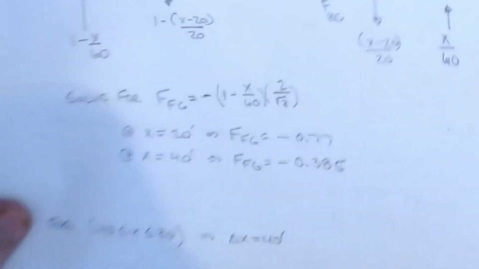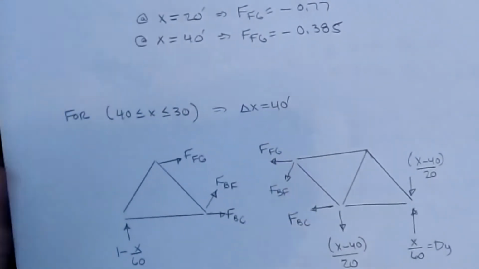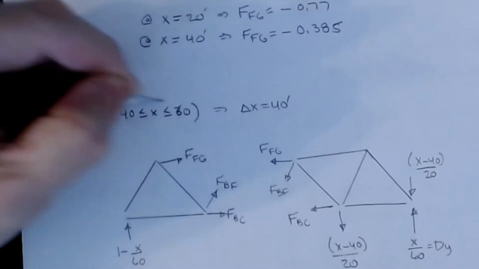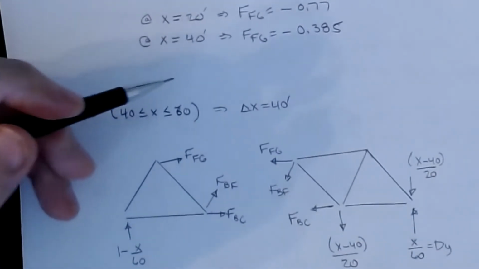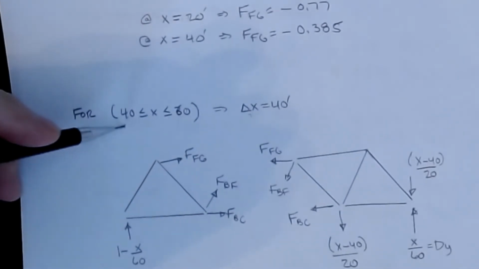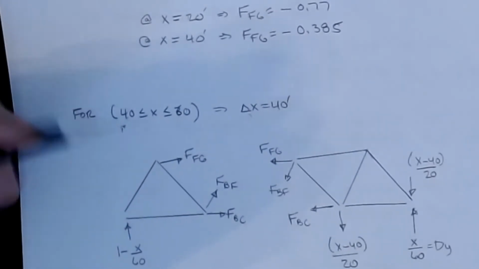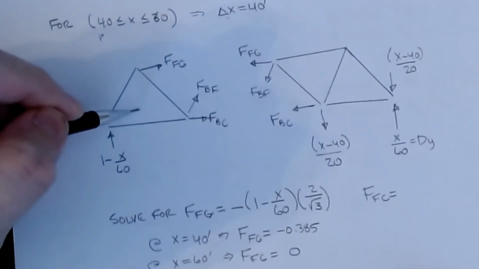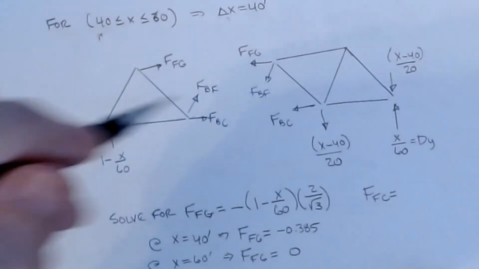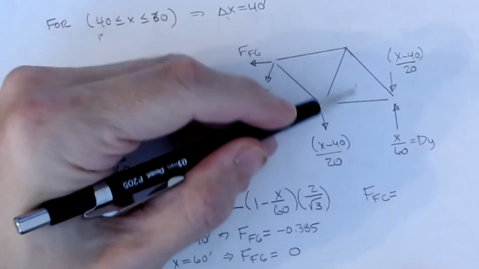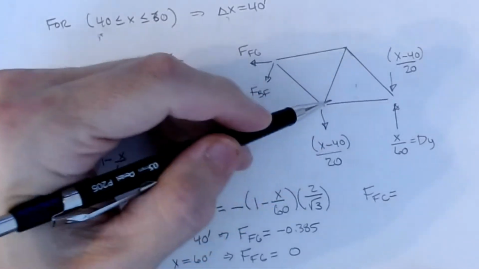All right, and then we go on and we can do the same thing for the last span, and that should be 40 less than x less than 60. Now my delta x is 40. Notice that the delta x is the lower bound limit on this inequality. And so when I do that, now there's nothing on this member. My cut is still coming through the middle. And then again, the 1 kip load is sitting out here in the middle of that last span.